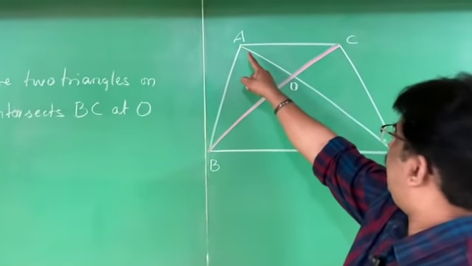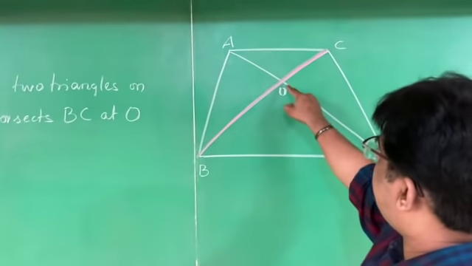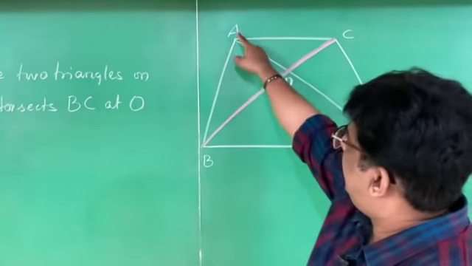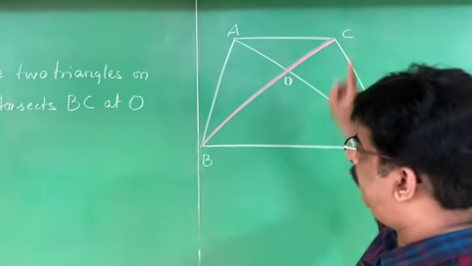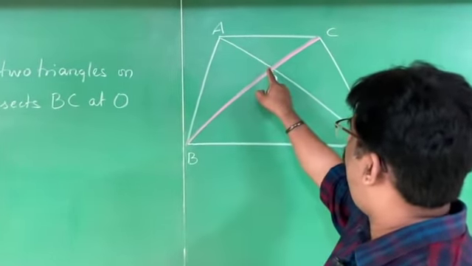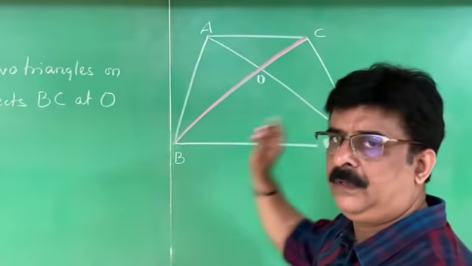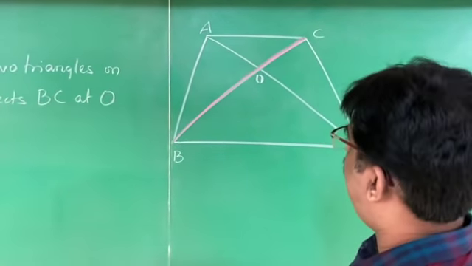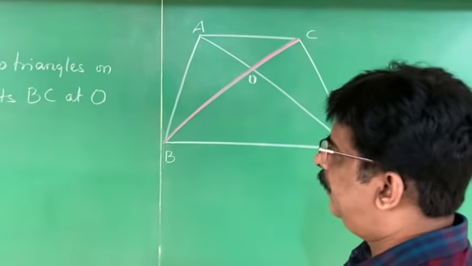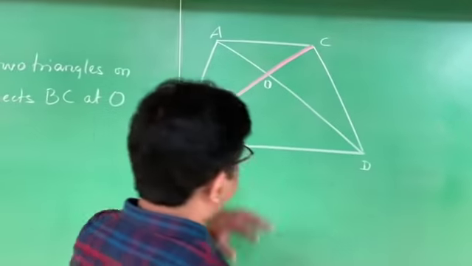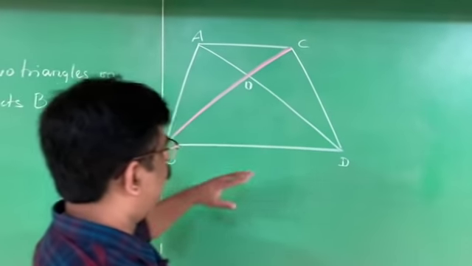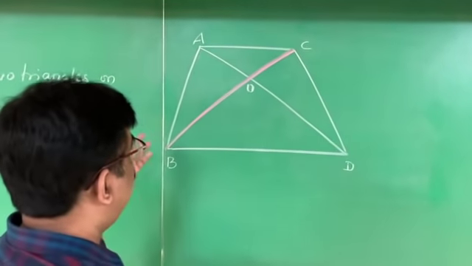If AD intersects BC at O, show that area of triangle ABC by area of triangle DBC is equal to AO by DO. See, this problem is an application type of problem because there is a slight construction. What we can do is, see here, both the triangles are on the same base, we have to find the ratio of their areas.